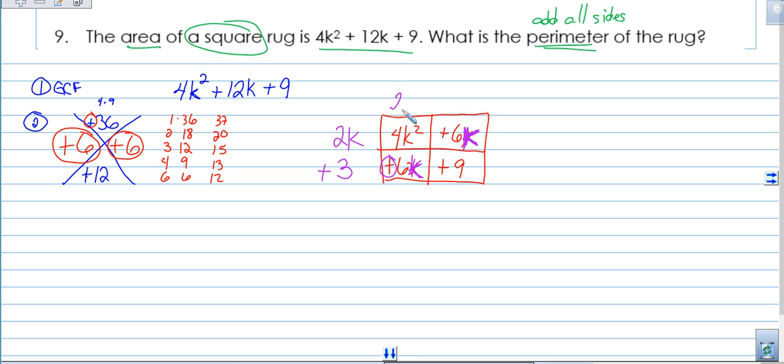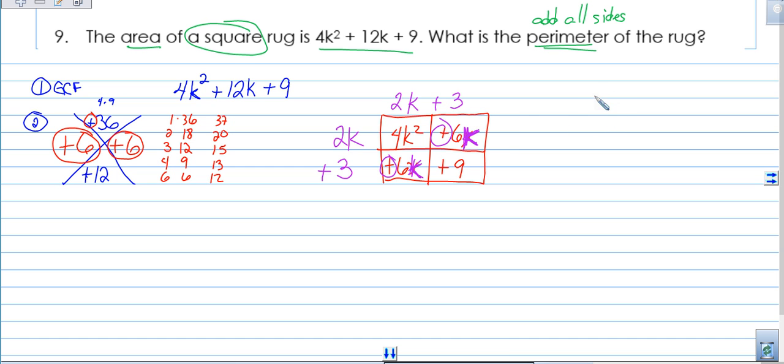4 and 6 have a 2 in common, they do both have a k. 6 and 9 have a 3 in common, they don't both have a k, and that's the side. Notice how it's a square because this side is the same as this side. Okay? And so it needs the perimeter.